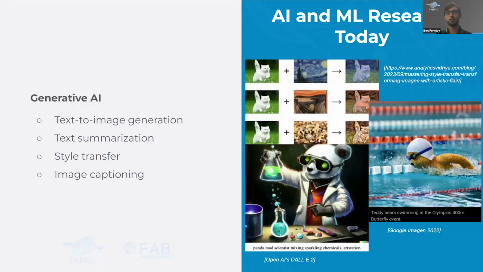I'm sure we've all seen in media the hype about generative AI recently with applications like text-to-image generation with OpenAI's DALL-E, where you give it a prompt, and it can be something like a teddy bear swimming at the Olympics, like you see over here in this picture on the right. And these models are able to generate images based on text. They're able to summarize text. We see applications of image or music style transfer, and then also applications like image captioning.